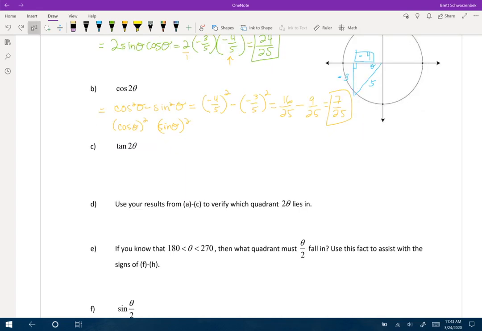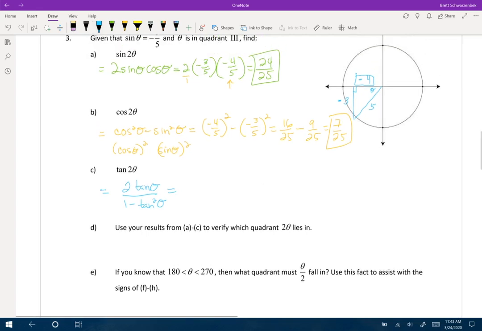Alrighty, tangent 2 theta. So the formula for tangent 2 theta, if you can flip back on your own and look, I'm just going to write it down here so you don't get nauseous looking back at me sliding the screen up and down. So it's 2 tangent theta over 1 minus tangent squared theta. So all we have to do is fill this in.